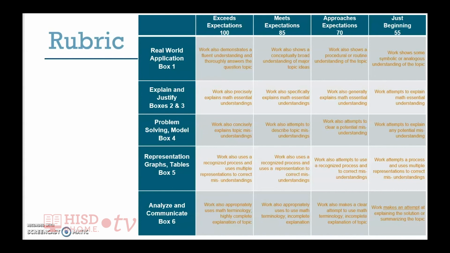So let's look at the next criterion, explain and justify. Now, this is asking me if my work precisely explains math essential understandings. Was I precise? Was I specific? Was I just general? I think maybe I could have done a little better in this area. I think I'm maybe just at beginning or approaches for explaining and justifying.